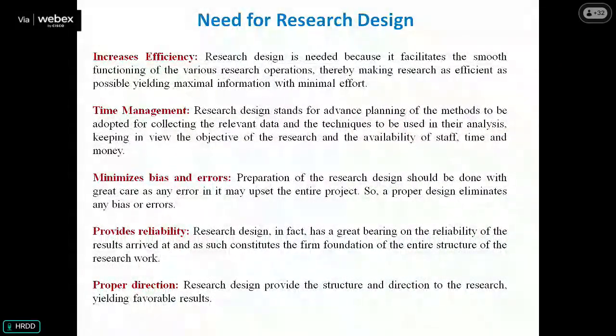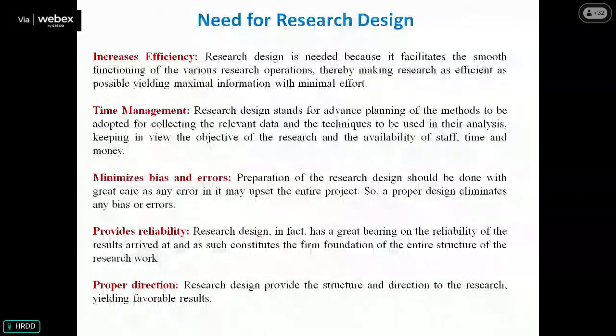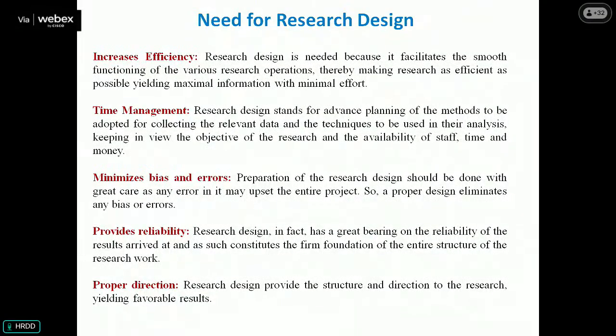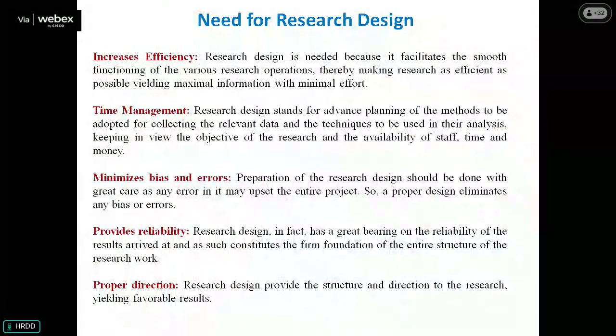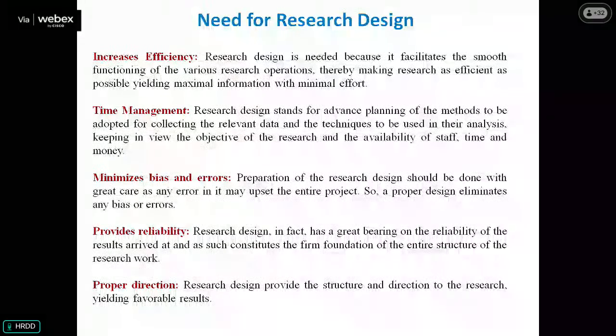Minimizes bias and errors. So what is the need for research design? It should be done so that the errors are minimized. You should not land up with errors or bias. As I told you, the hypothesis can be positive, negative or neutral. You should not be biased by earlier work. You should have a proper literature survey so that your hypothesis is neutral, and then you find it is positive or negative. So a proper design will minimize the bias. Your research will become reliable, right?